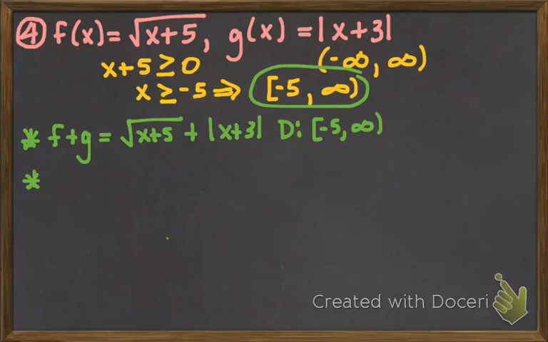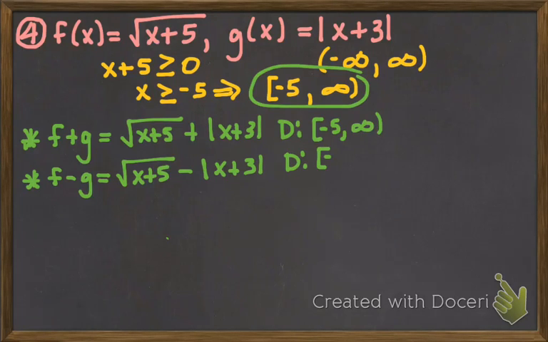And then we go to f minus g, and literally the only difference in this one in terms of its notation is that one sign. So this is the square root of x plus 5 minus the absolute value of x plus 3. But again, the domain is the most restrictive of the 2, or the overlap of the 2, which is -5 to infinity.